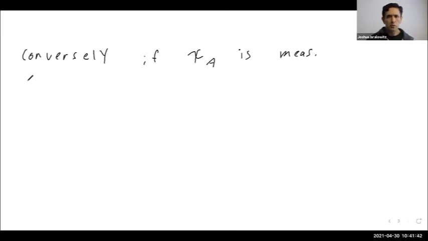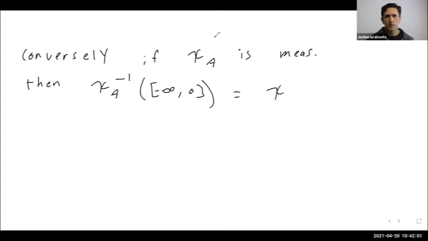So if this is measurable, then the inverse image, in particular, well, it's not very subtle what we want to plug in. This certainly works. This is, again, just write down the definition.